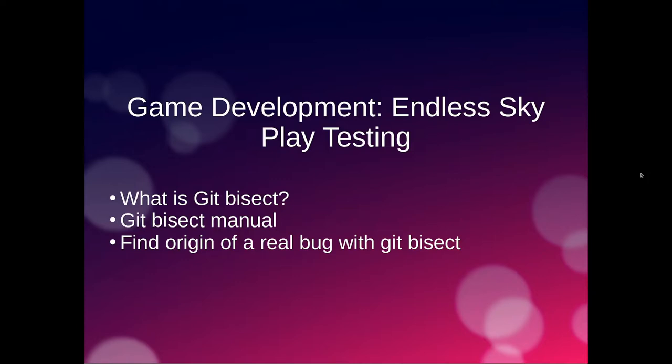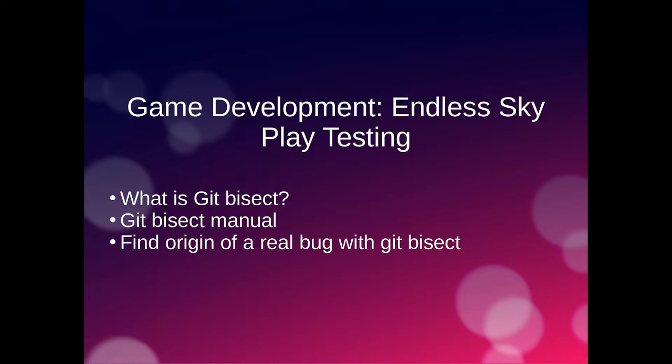Today I'm going to be talking a little bit about game development, specifically the open source game Endless Sky. I've been playtesting it recently and I discovered a bug, and I found the origin of the bug using the git command git bisect. So this video is to teach playtesters, as well as even developers, how useful git bisect is. We're going to traverse a lot of commits, almost 500 commits, to find the bug in a very short amount of time. And I'm going to explain in this video what is git bisect and how it works.